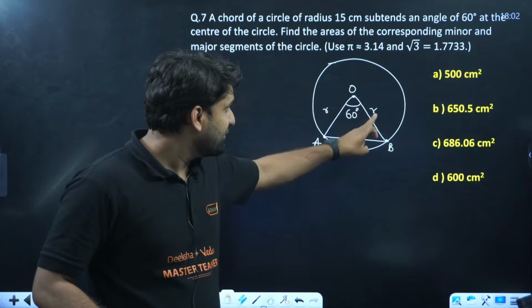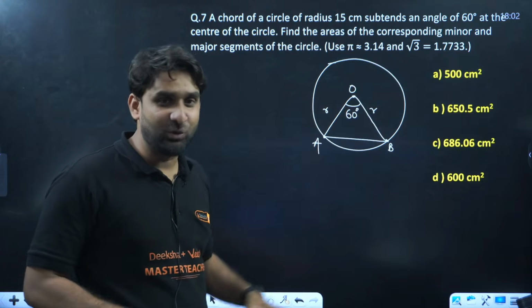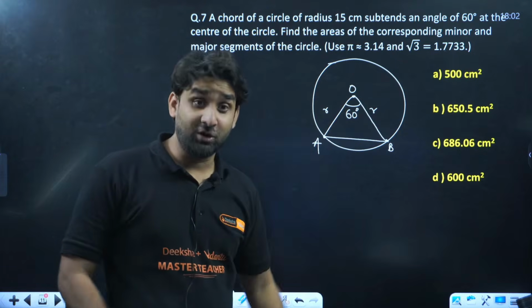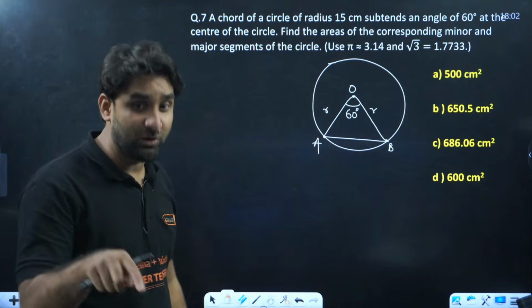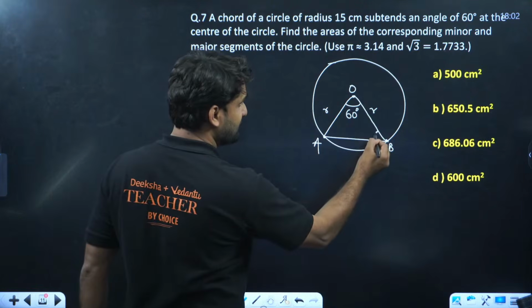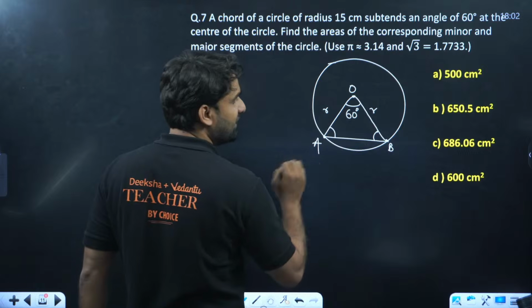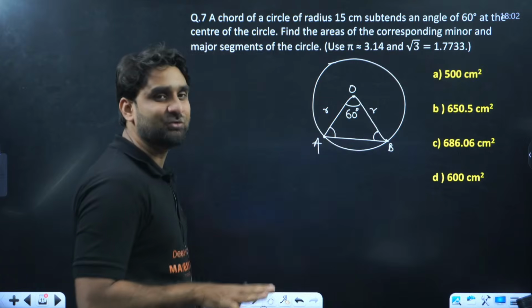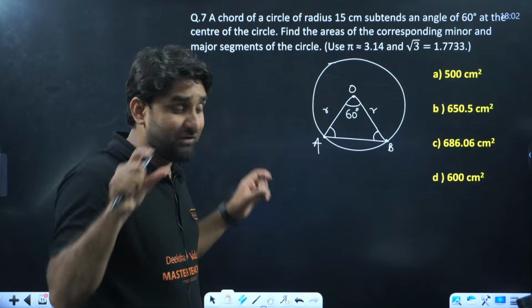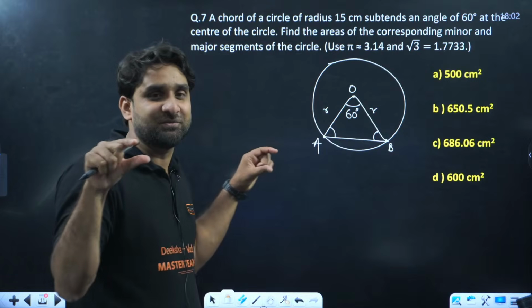Why? Because this is radius, and if both the sides are equal to each other, according to the property of isosceles triangle, the angles should also be equal to each other. So these two angles will also be equal to each other. And if one angle is 60 degree, the remaining angle should be 120, and we have to divide 120 into two equal parts, right?